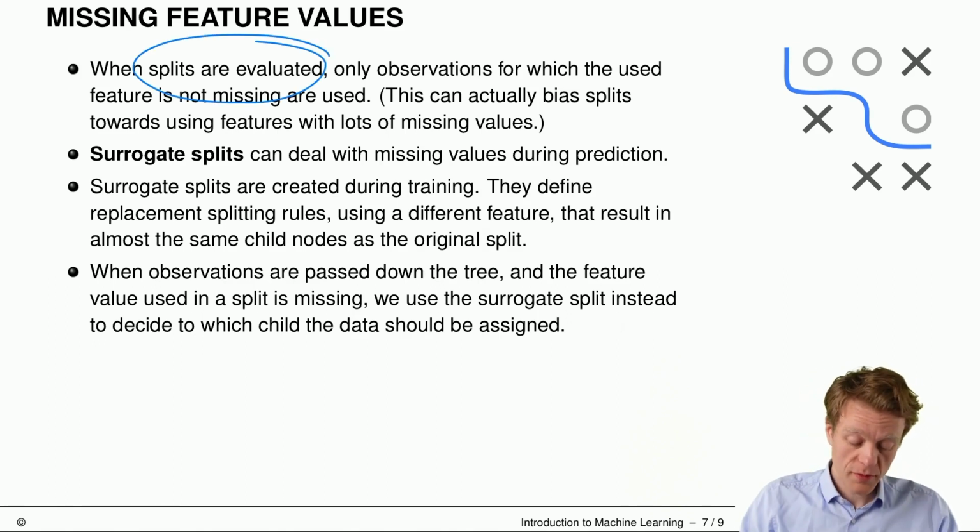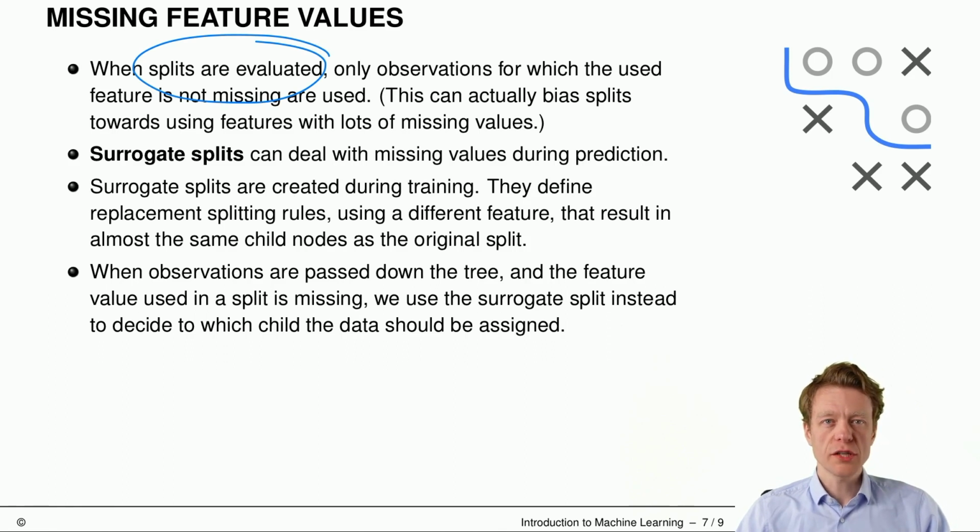So the problem is that when splits are evaluated, only observations for which the used feature is not missing are used, because we can't really use the others. And this can actually bias splits towards using features with lots of missing values, because we then just look at very few observations, and perhaps these few observations are super easy to separate. And then at prediction time, perhaps we have all those missing values again. And this doesn't help us really much in practice.